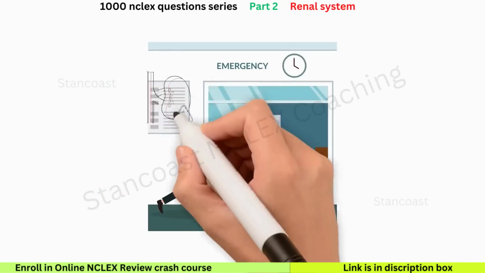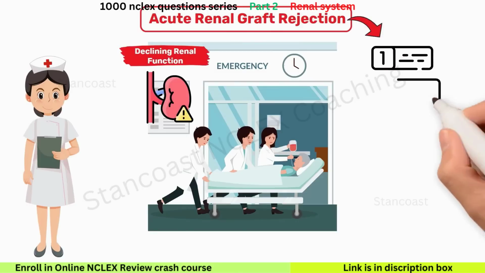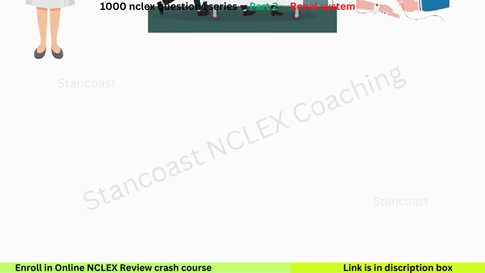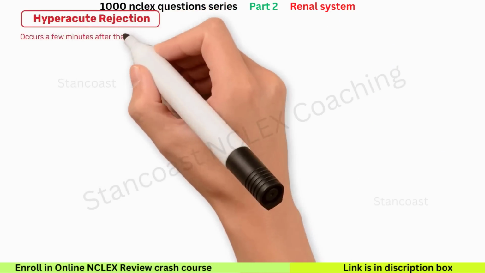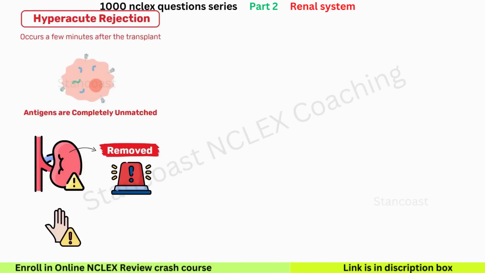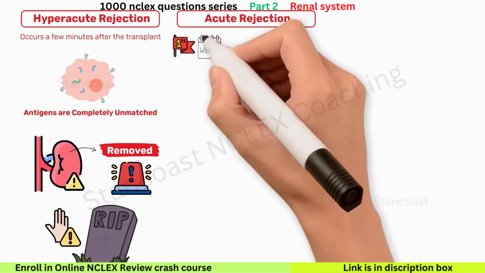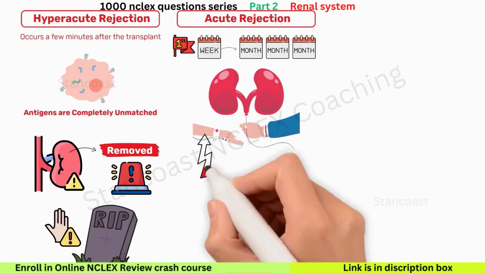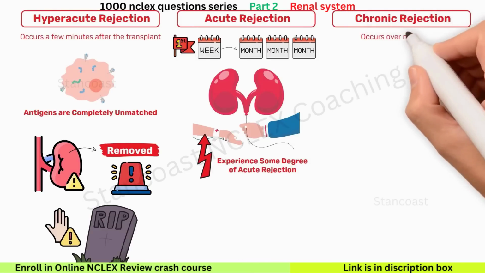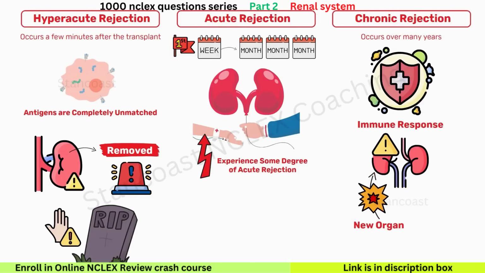In a patient experiencing acute renal graft rejection, signs of declining renal function are expected. Acute rejection is one of the types of renal transplant rejection. There are 3 types of rejection. 1. Hyperacute rejection occurs a few minutes after the transplant when the antigens are completely unmatched. The tissue must be removed immediately to prevent the recipient from dying. 2. Acute rejection may occur anytime from the first week after the transplant to 3 months afterward. All recipients experience some degree of acute rejection. And 3. Chronic rejection can occur over many years. The body's constant immune response against the new organ gradually damages the transplanted tissues or organ.